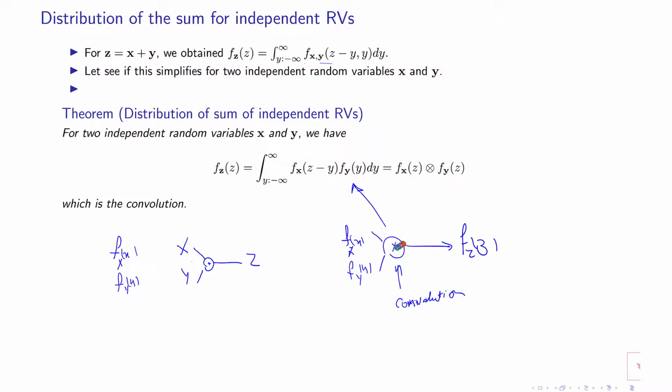So let's say instead of a product, we put a star, so it is denoted by this. This is convolution. Convolution is a type of product, but an integral is involved in it.